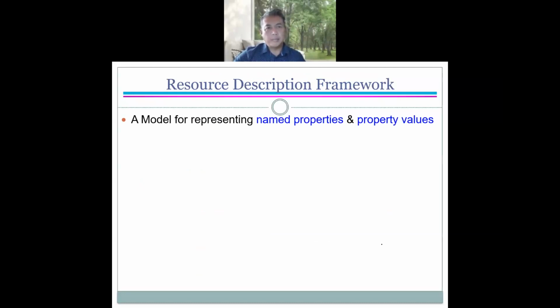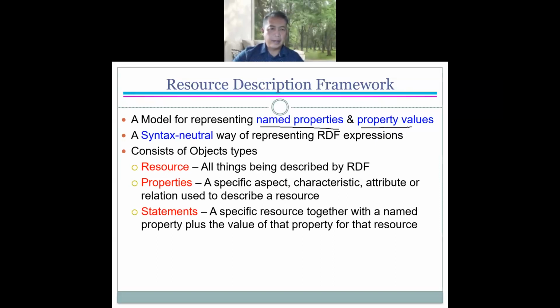Now we look into a basic definition of Resource Description Framework. This is a model for representing the named properties and the property values. The property name we can decide by ourselves, and then we can put a value to this property. For example, we have a resource, we also have a property, and then we have a statement. The statement will specify the resource together with the named property plus the value. So we have the property, and then we have the value that we want for that property. For example, you want to have the author, and this is the author, let's say RA.